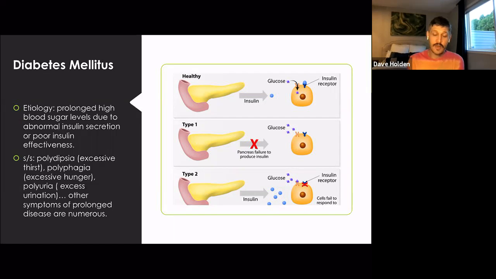So diabetes is an issue of the pancreas. Generally, the damage is caused by prolonged high blood sugar levels. The cause of the issue is either abnormal insulin secretion, so the pancreas isn't secreting insulin like it's supposed to, or poor insulin effectiveness. So the pancreas is making insulin, the rest of the body just isn't getting the message. It's just not binding and metabolizing the insulin like it's supposed to.